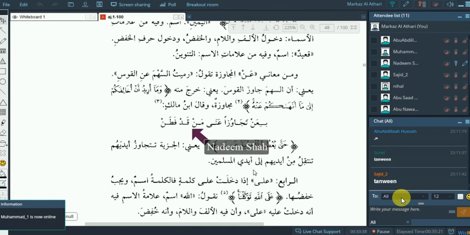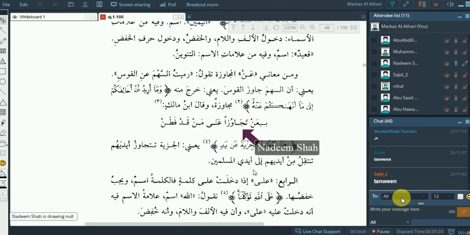He said, بِعَنْ تَجَاوُزًا عَنَا مَنْ قَدْ فَطَنْ. This is the line of poetry that Ibn Malik used in his Alfiyyah, his 1,000 lines of poetry about the Arabic language, showing that the meaning of an is tajawuz or mujawaza. That is the meaning, tajawuzan, to go beyond, to surpass, for those who understand. Man qad fatan, for those who understand.